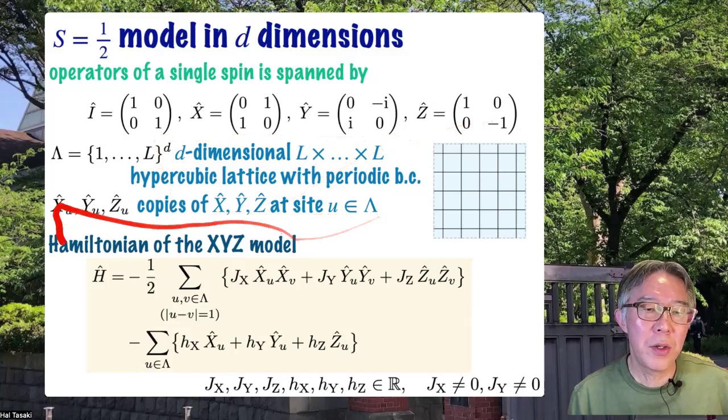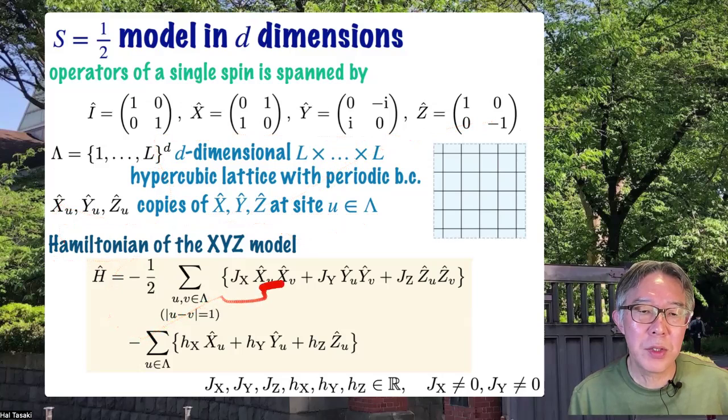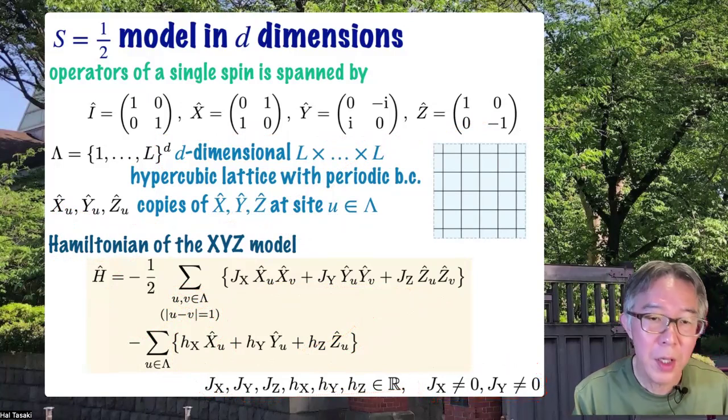And then this is our Hamiltonian of the XYZ model. We have this XX, YY, ZZ coupling for nearest neighbor sites and a magnetic field. And these are just real constants. Okay? And this is the only assumption: we assume that both J_X and J_Y are non-zero, right?